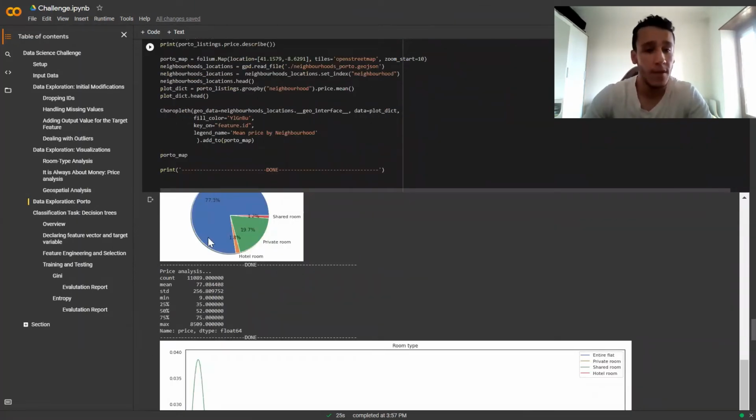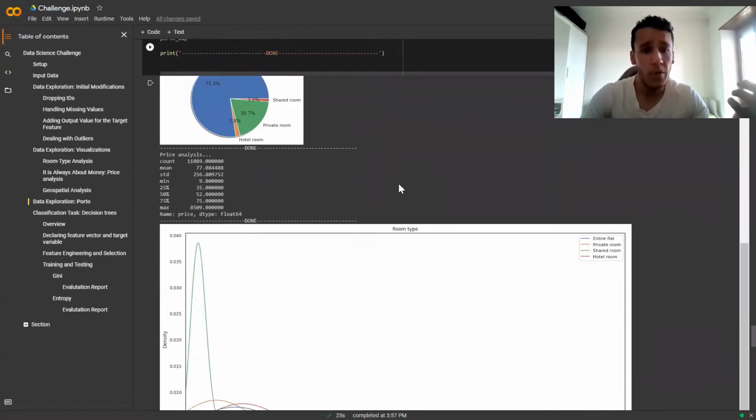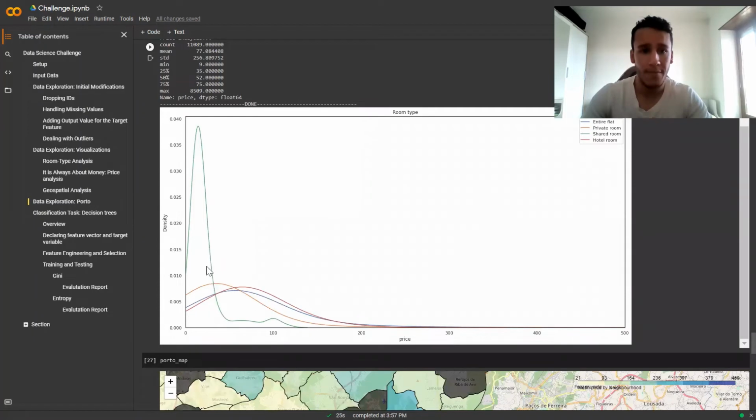So 77% is entire places, 19% is private rooms, and 1.8% shared rooms. So it's the same kind of distribution as the city of Lisbon. For the price, we also have the price distribution. Most of the maximum likelihoods reside below 100, and the shared rooms have a really light tail here, they're really cheap, so that's in accordance with Lisbon as well.